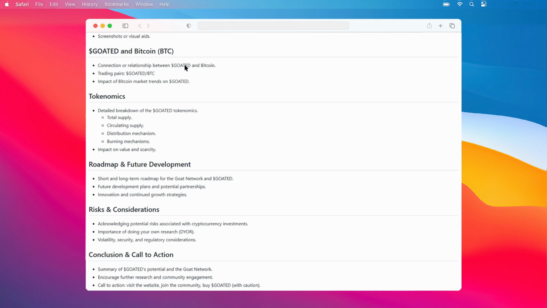An important part of evaluating any cryptocurrency is its tokenomics. We will provide a breakdown of GOATED's total supply, circulating supply, distribution mechanisms, and whether any token burning mechanisms are in place, and how these things may affect value and scarcity.